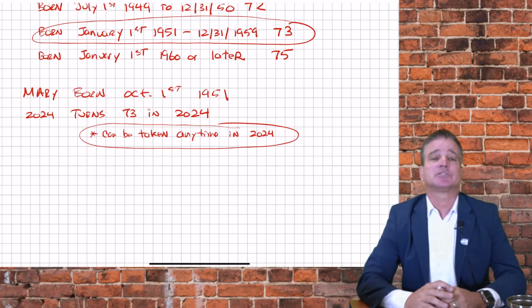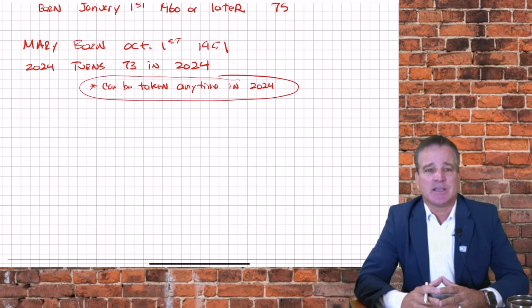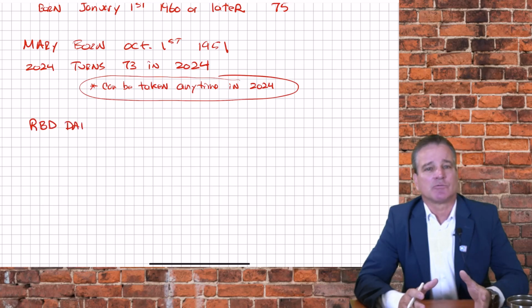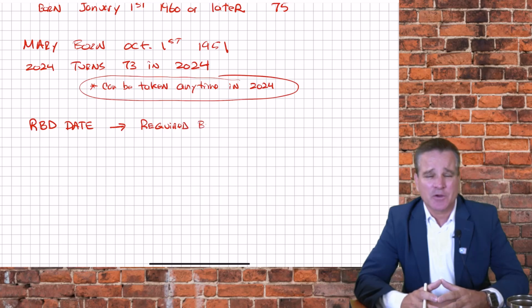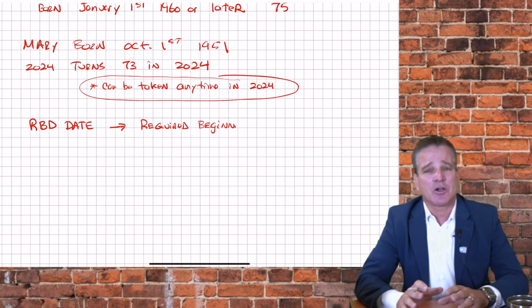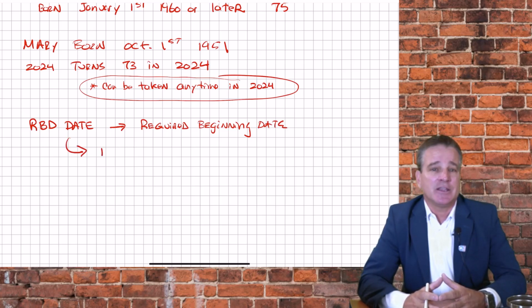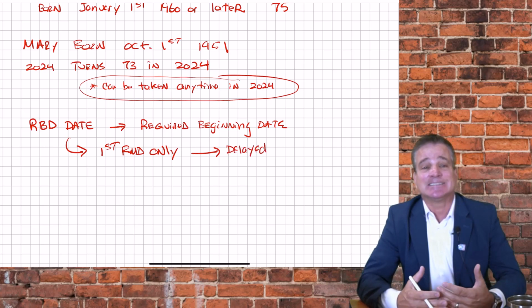All right, number 2, the RBD date. All right, so this is a basic concept, different than RMDs. It's called the required beginning date. And it's one of the most misunderstood IRA concepts of all. The first RMD and the first RMD only can be delayed until April 1st of the year after the owner turns 73. This date is known as the required beginning date or RBD date.